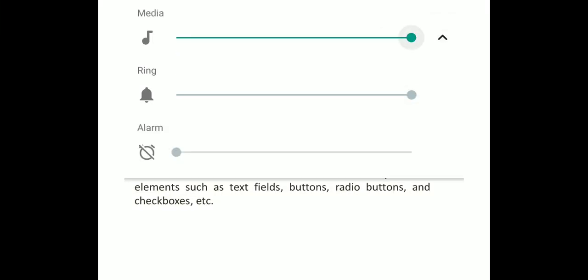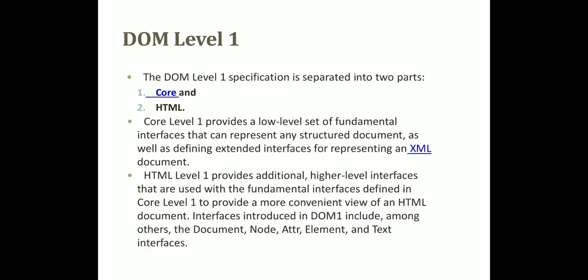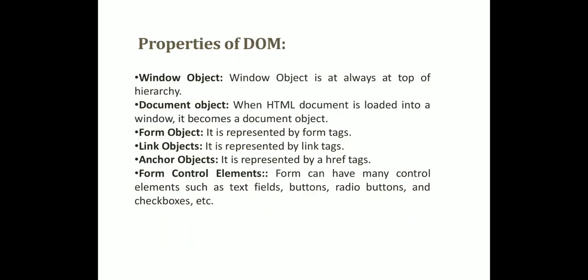Hello students. So this is the second revision lecture of unit 2. In the last session we came up to the document object model, and we have seen its properties. In that we have seen the objects that make up the document object model structure, like window object, document object, form object, link, anchor and form control elements.